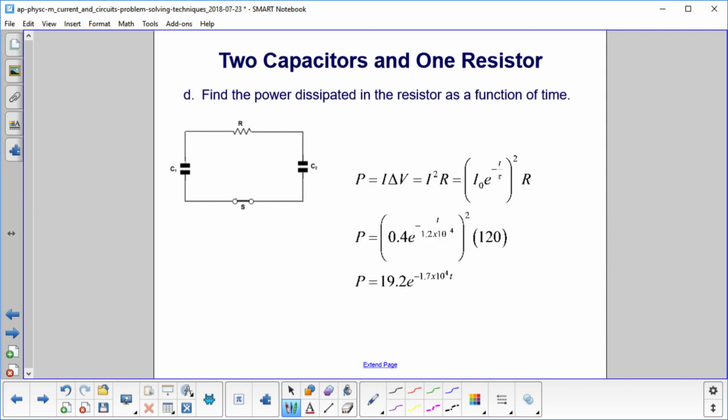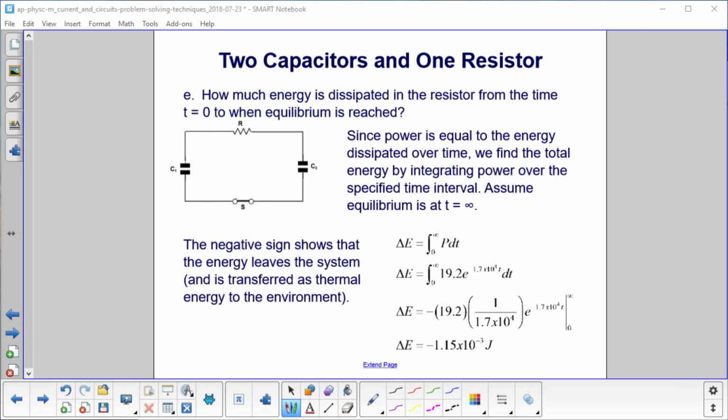Find the power dissipated in the resistor as a function of time. Well, power is I delta V, or I squared R. We were given the value of I as a function of time, and we have R, so we square I. We put in our numbers for tau and R, and we get the power is 19.2 e to the minus 1.7 times 10 to the fourth t. How much energy is dissipated in the resistor from the time t equals 0 to when equilibrium is reached?